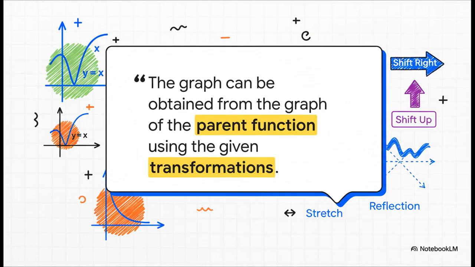So what's the big takeaway here? It's this. You never, ever have to graph a complex radical function from scratch. Every single one is just a simple parent function that's been moved, stretched, or flipped. The equation gives you a clear set of instructions. And once you learn to read that code, to see what A, B, H, and K are telling you to do, you can graph anything.